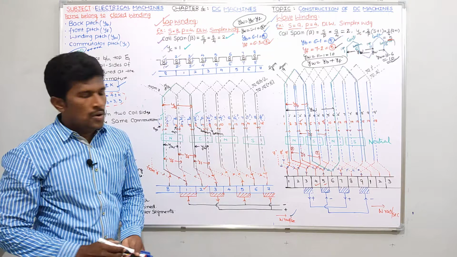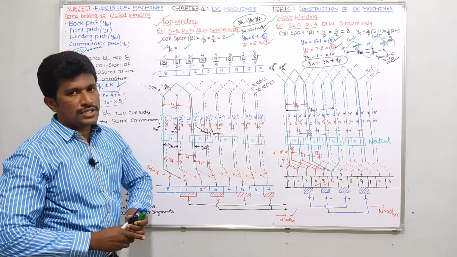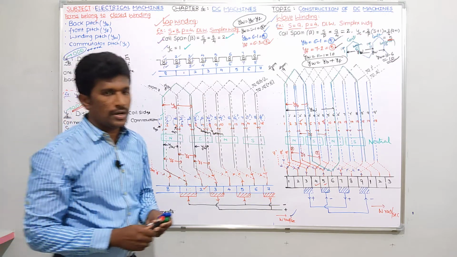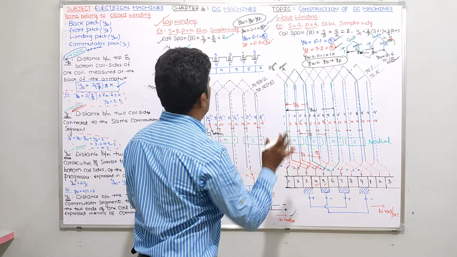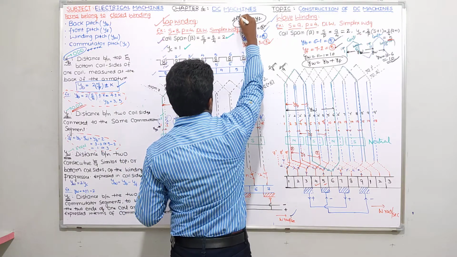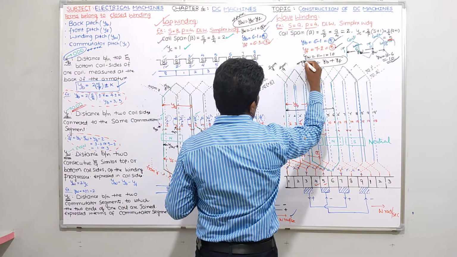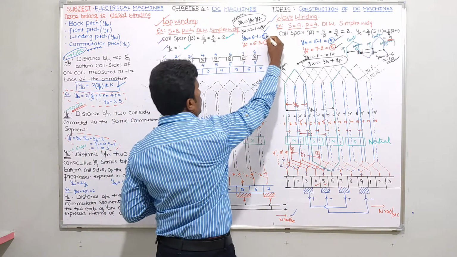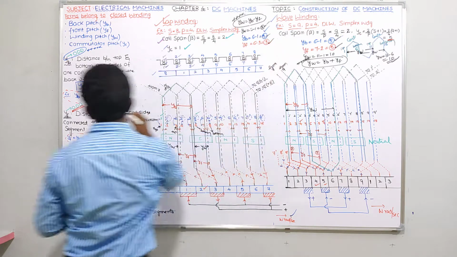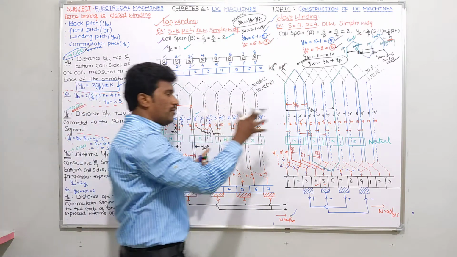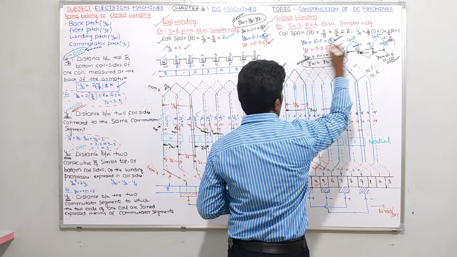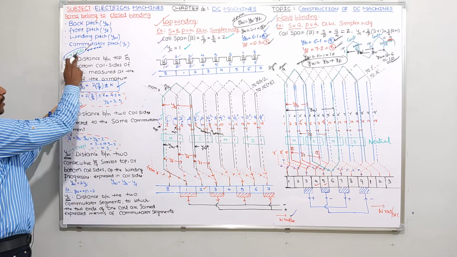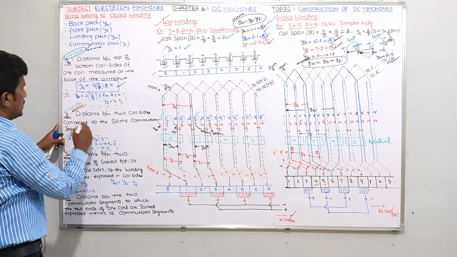Please try to understand. YW means I will get one definition, one formula. YW equals YB plus YF is one more formula here. So ultimately, guys, you have to remember: YW equals YB minus YF in case of lap winding, and YW equals YB plus YF in case of wave winding. And please see here, in lap winding YB value 5, YF value 3, nothing but odd numbers. And if you take wave winding also, YB 5, YF 5, once again odd numbers. YB is an odd number, and YF also is an odd number.